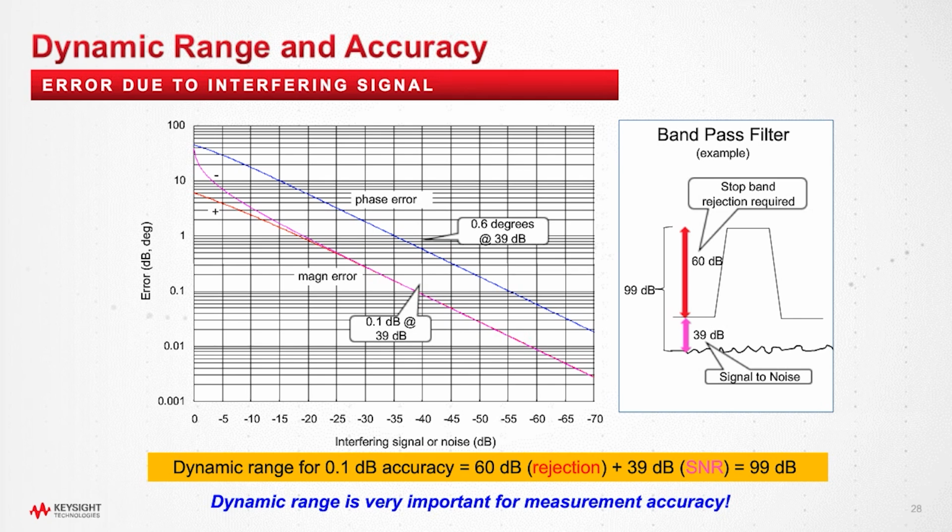For example, I have this filter on the right with 60 decibels of isolation. If I have 39 decibels between my signal and my noise floor, according to the graph on the left, this will cause 0.1 decibels of noise variation in my trace. So if I want to measure this 60 decibel filter with 0.1 decibels of accuracy, I need to set my dynamic range to 99 decibels.